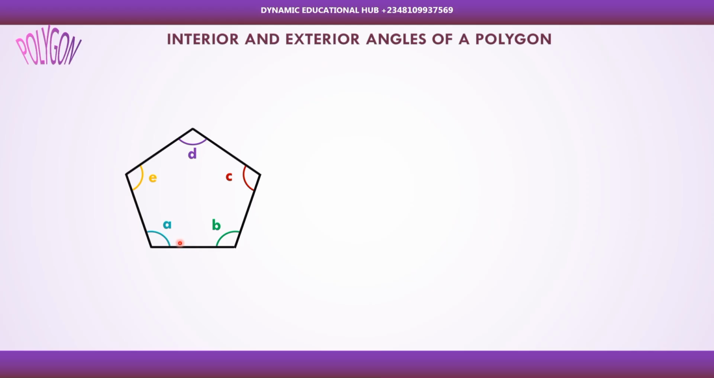To form exterior angles, we have to extend each line here. We have to extend it further. So we have A, B, C, D, and E as our interior angles. So let's extend it. We extend this one. So any angle that is formed by this side with the extended line here is called an exterior angle.